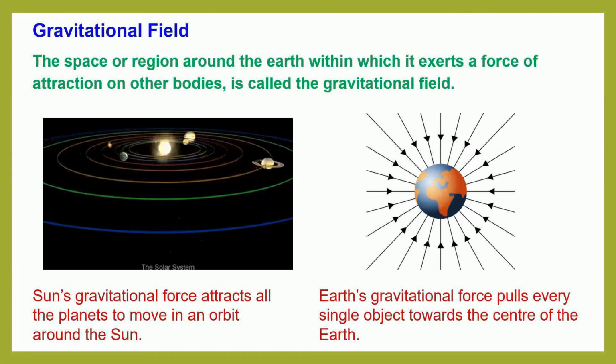Now, finally, we can talk about gravitational field. The space or region around the Earth within which it exerts a force of attraction on other planets, on other bodies, on other stars is called the gravitational field. Sun's gravitational force attracts all the planets to move in an orbit around the sun. Earth's gravitational force pulls every single object towards the center of the Earth.